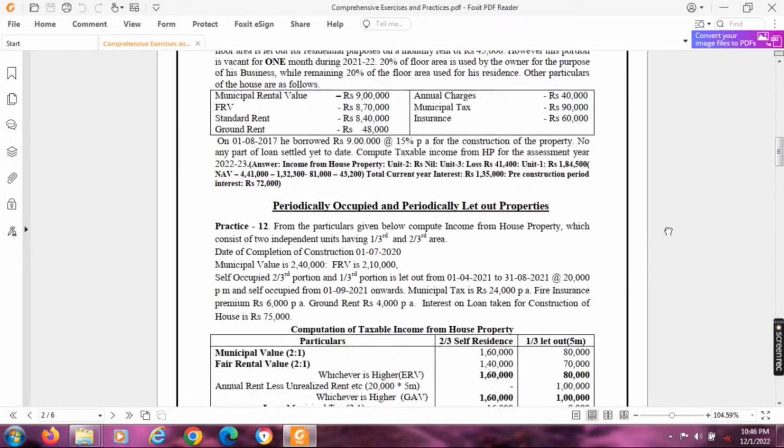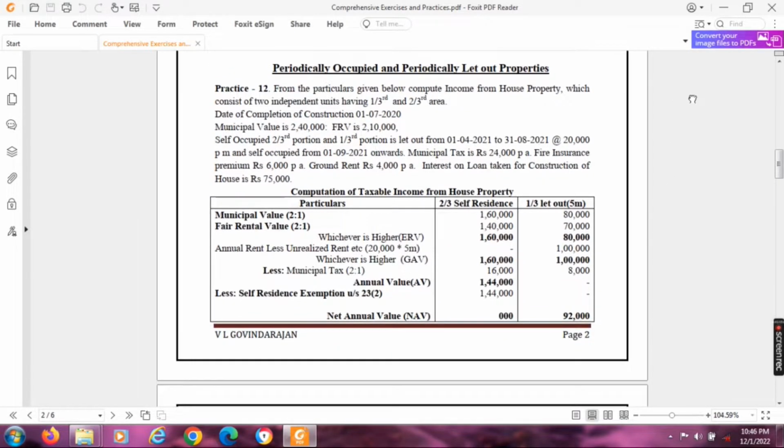Now next, periodically occupied and periodically let out properties. What is periodically? For example, in our accounting year April to March, 4 or 5 months only the property is let out. For the balance months, that portion will be occupied for self-residence or self-business. In this nature, only the months let out will be considered for tax purposes. Okay, let's see practice 12.